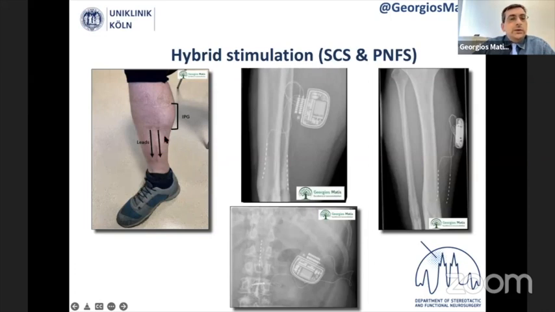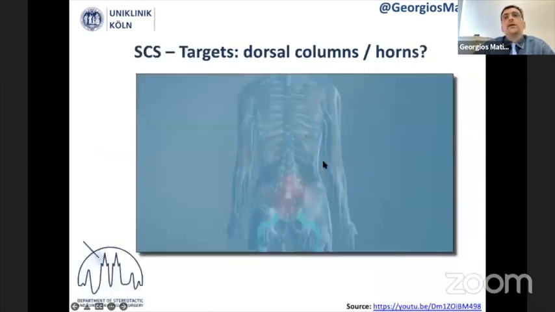Initially, the colleagues had implanted 2 leads parallel to the scar. The patient was satisfied. 6-7 years later, the patient came back with an increase of pain. And then the colleagues implanted a second lead, a spinal cord stimulation lead. And now the patient has both therapies, spinal cord stimulation and peripheral nerve field stimulation therapy. The classical stimulation is the tonic stimulation, a paresthesia stimulation, meaning that the patients are feeling a tingling. They are having a tingling sensation.